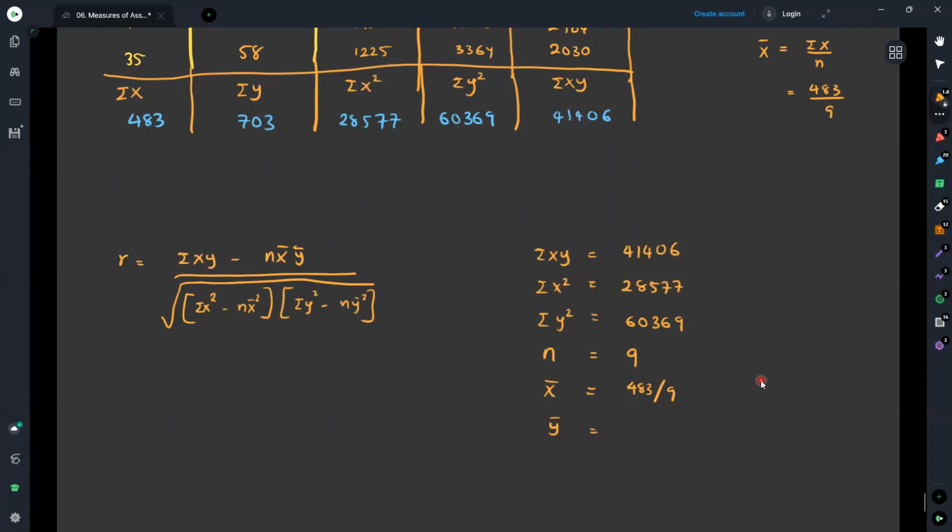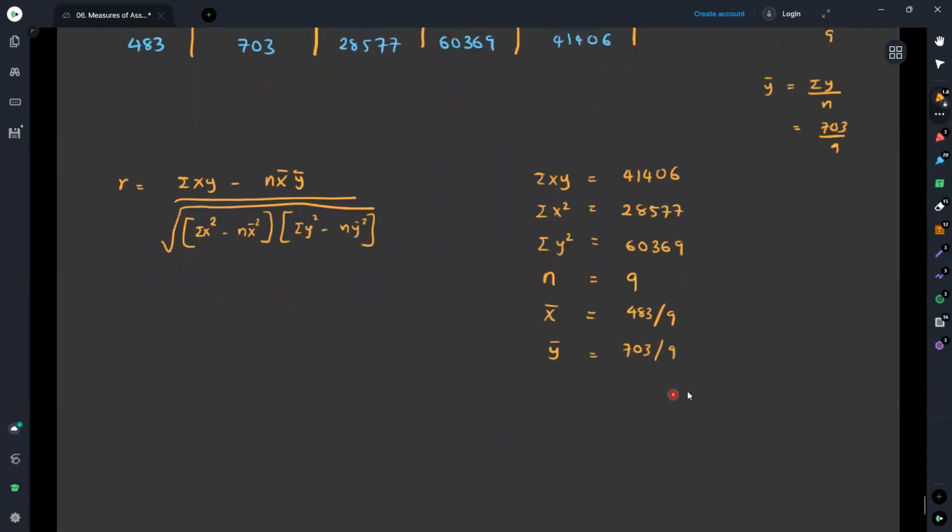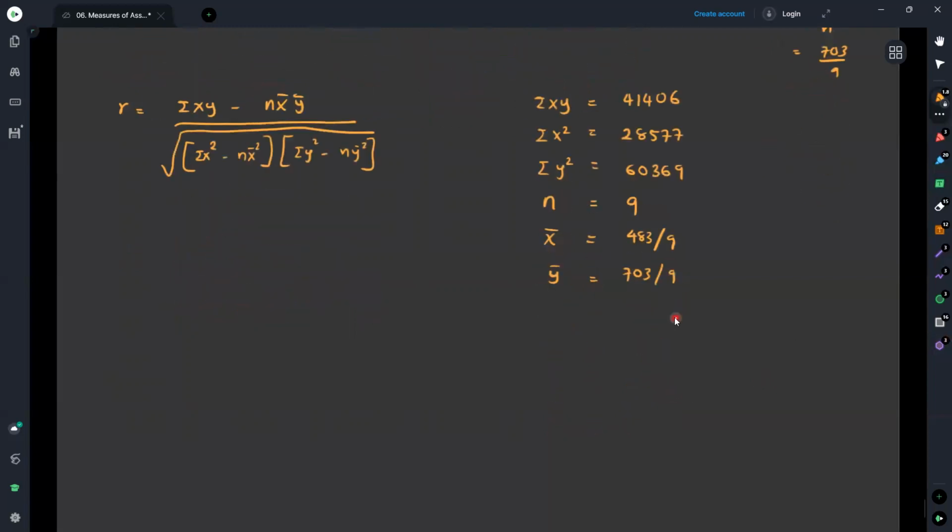Then y bar can be obtained using the equation. Y bar can be taken as summation of y over n. Then we'll get it as 703 over 9. Therefore, we'll get the value of y bar in this way. Now, what we need to do is the substitution.